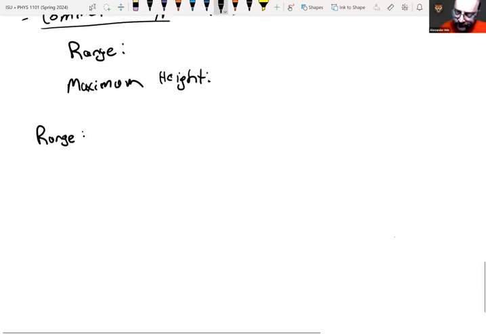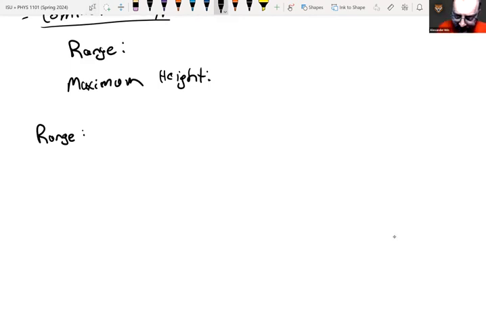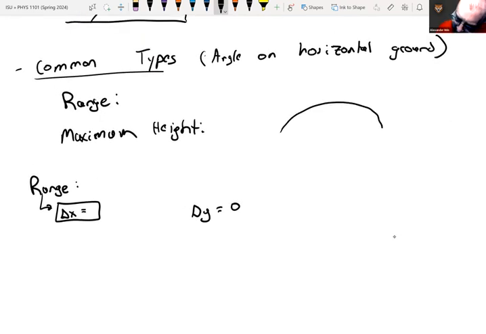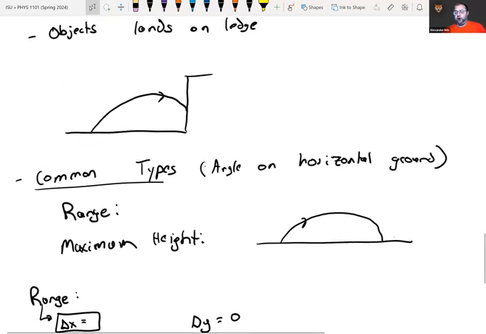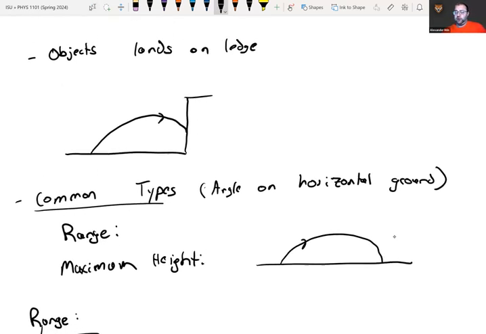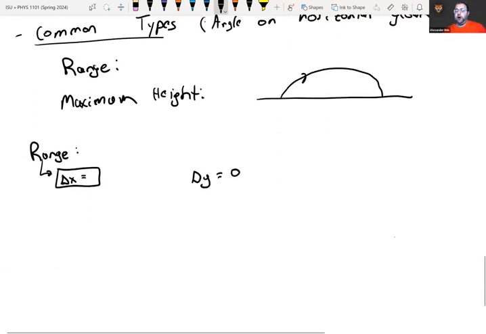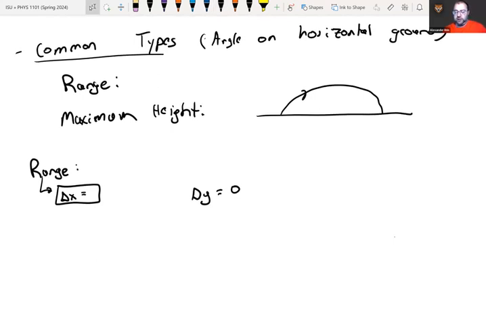basically what you're going to do, and again, I'm just going to do this algebraically. We're looking for delta x. The range is delta x, okay? Now, delta y is equal to 0, because we're going from horizontal ground to horizontal ground. This range equation won't work if delta y is not 0. So if an object is landing on a ledge, or is launched from a ledge, this range equation won't work, so you've got to be real careful with that. It only works if you're on horizontal ground.